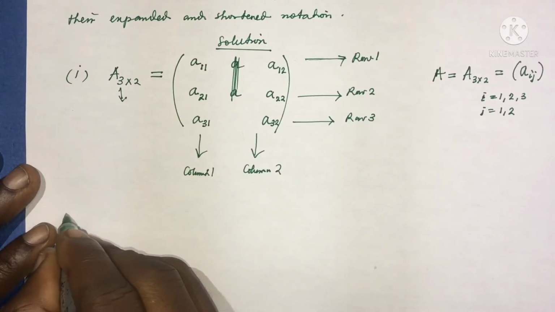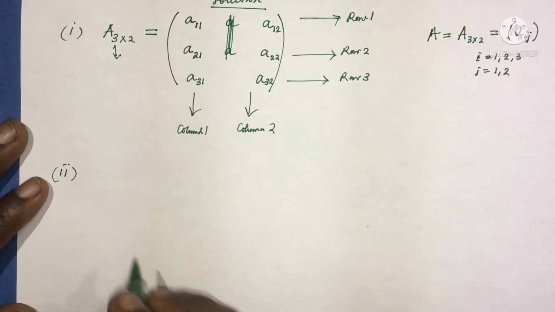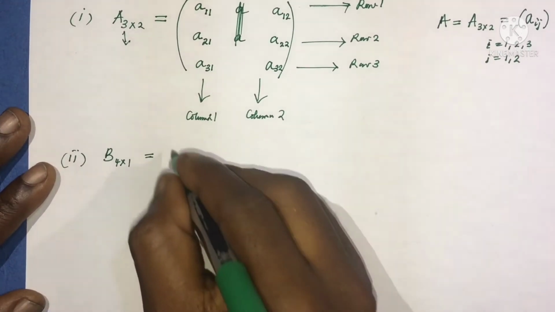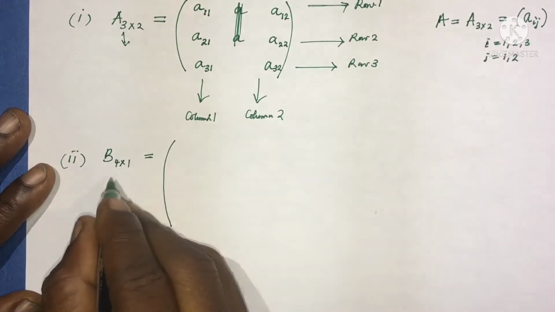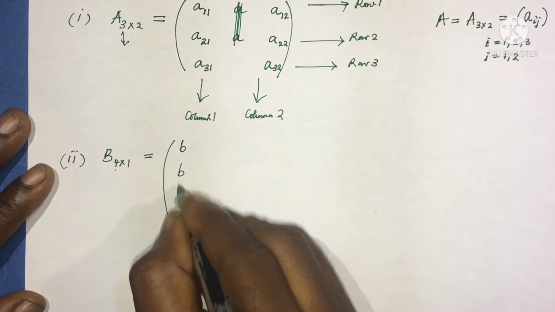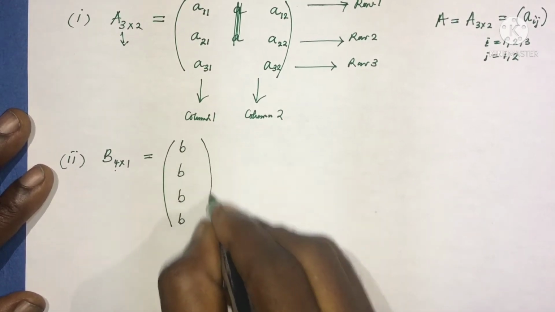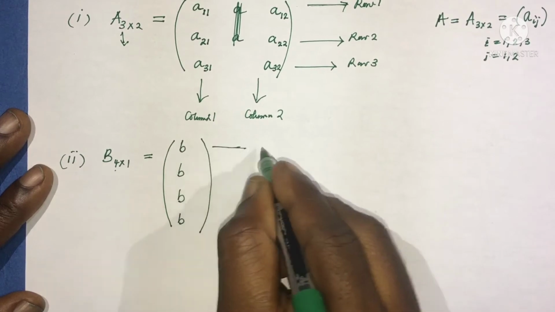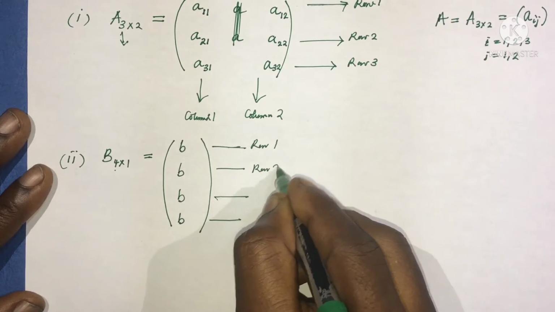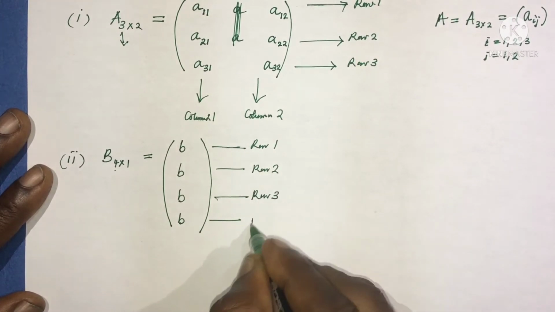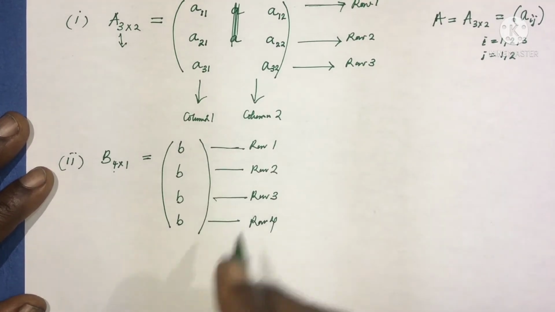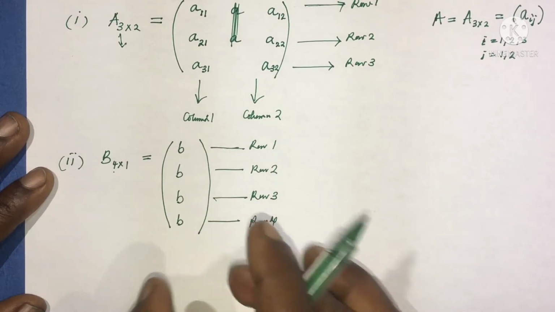Now if you go to question number 2, you are going to have B 4 by 1 equals. There are 4 rows in this matrix but 1 column, so this is a column matrix. So this will be b, b, b, and b along 4 rows: row 1, row 2, row 3, and row 4. You don't need to write these row labels that I'm writing. I'm only using this to explain and illustrate; in the problem you just solve.